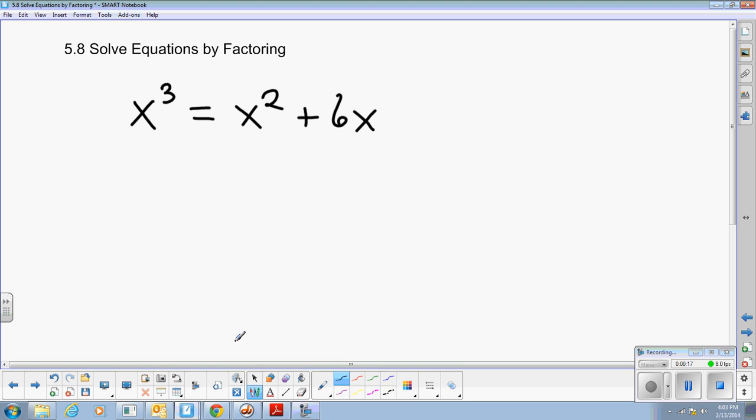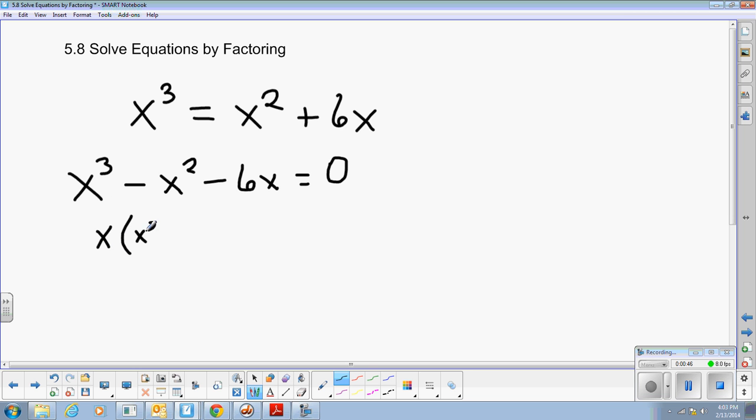So when I do this, I will start by moving everything to the left. So that's going to say x cubed minus x squared minus 6x equals 0. I will subtract both terms from the right side, move them to the left. I now have a common factor of x, so I pull that factor out, and it leaves x squared. x squared divided by x is x. Minus 6x is going to be just minus 6, equals 0.